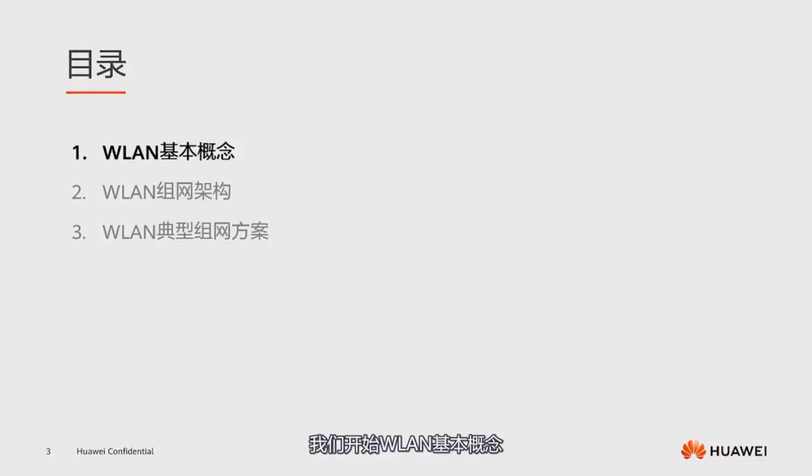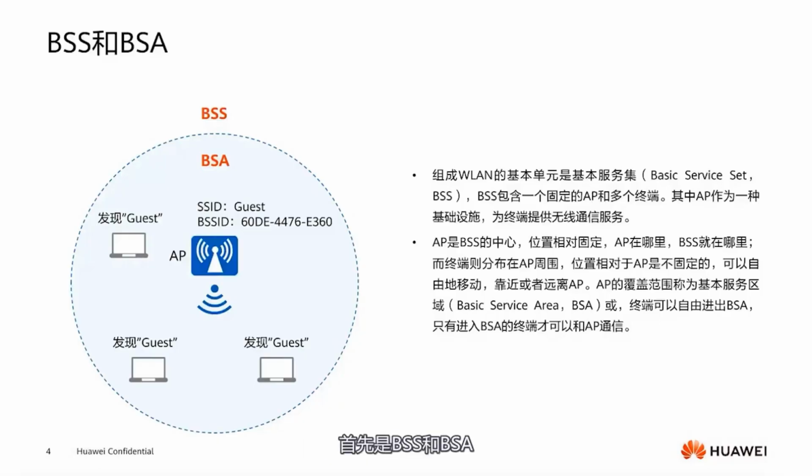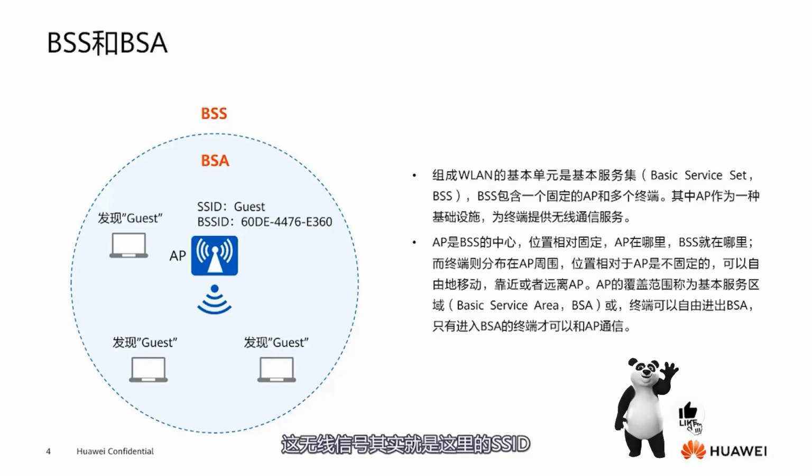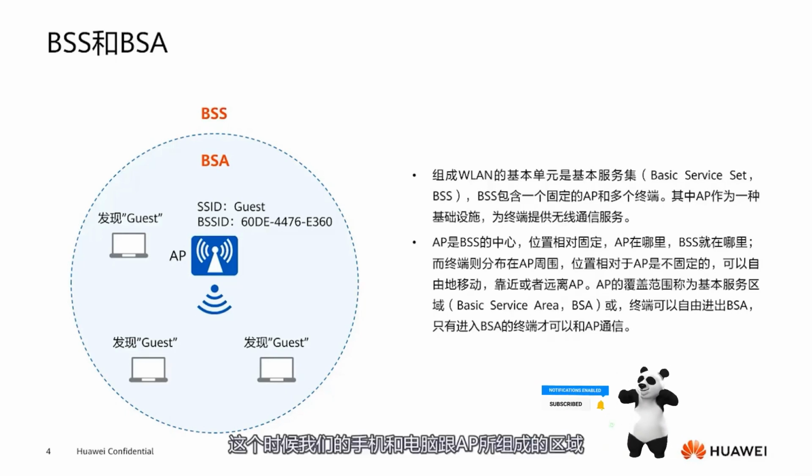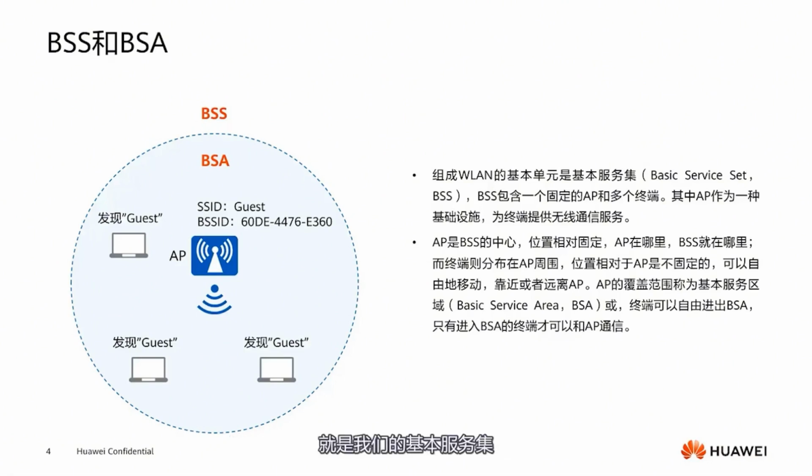Let's start with the basic concepts of WLAN. Firstly, BSS and BSA. Usually, when using WLAN networks, we connect to the wireless signal using a computer or smartphone. That wireless signal is actually the SSID here. But to connect to an SSID, you must first have an AP. At this time, the area formed by our phones and computers with the AP is our basic service set.